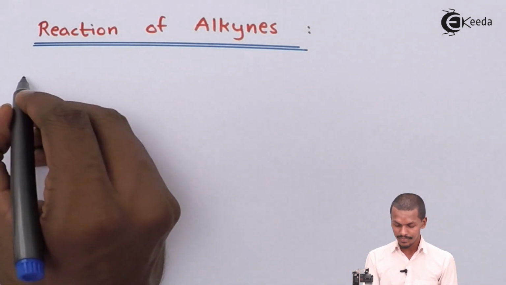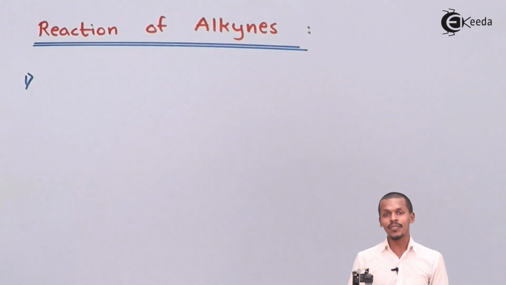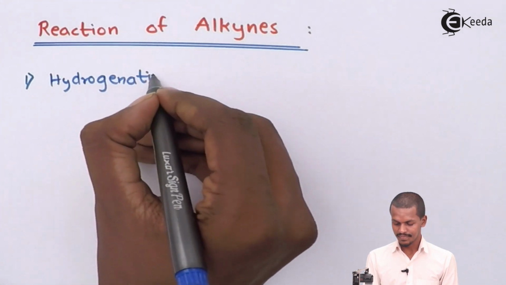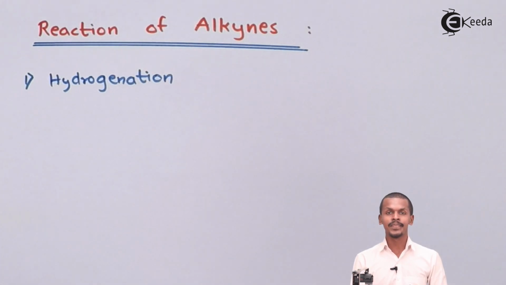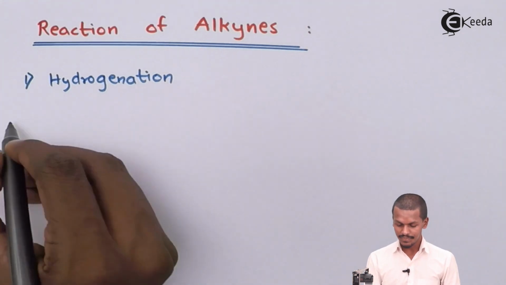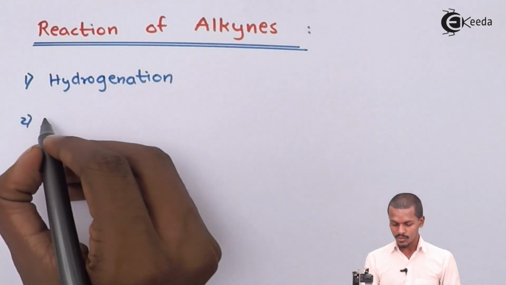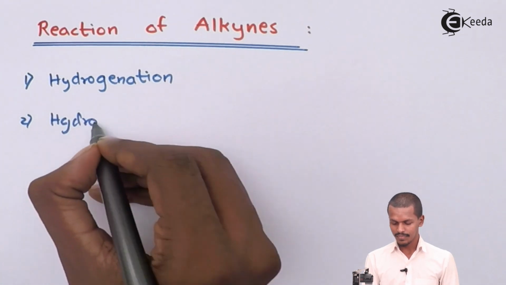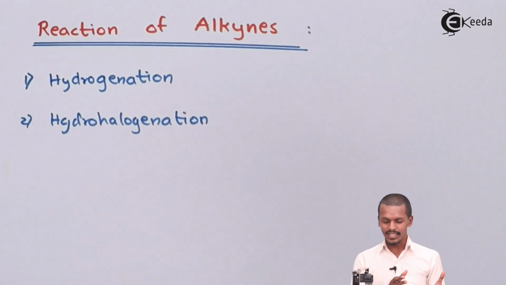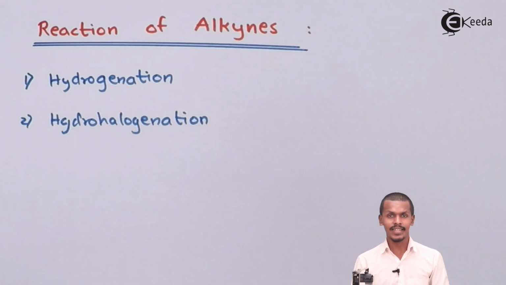Starting with the first one: because alkynes consist of a carbon-carbon triple bond, it is very easy to understand that they will show the hydrogenation process. That is the reaction of hydrogen molecules with the carbon-carbon triple bond, or basically a reduction of the alkyne. The next one is hydrohalogenation, which is the involvement of a hydrogen halide like HCl, HBr, etc.